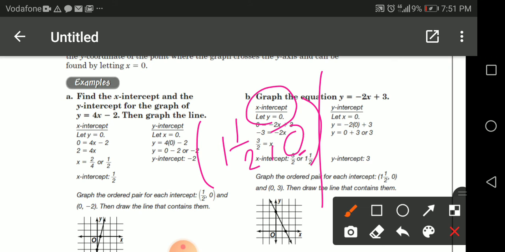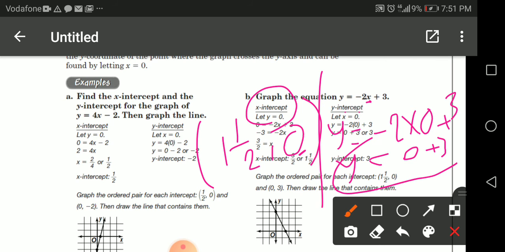Here for x, we need the y-intercept, so let x be 0. So y equals negative 2 multiplied by 0 plus 3. So y equals 0 plus 3, y equals 3. Y equals 3 and x equals 0, so the x-intercept is 0, and you have 3 for y.